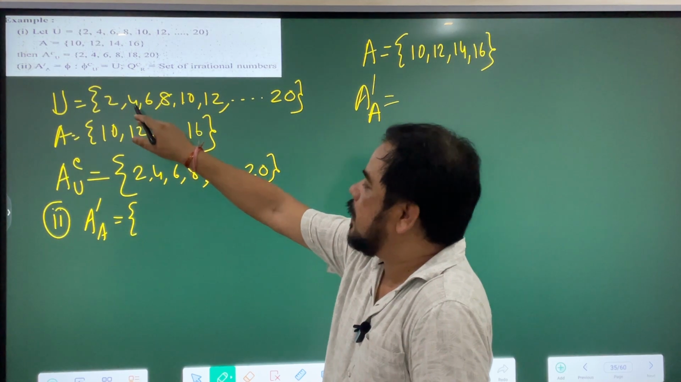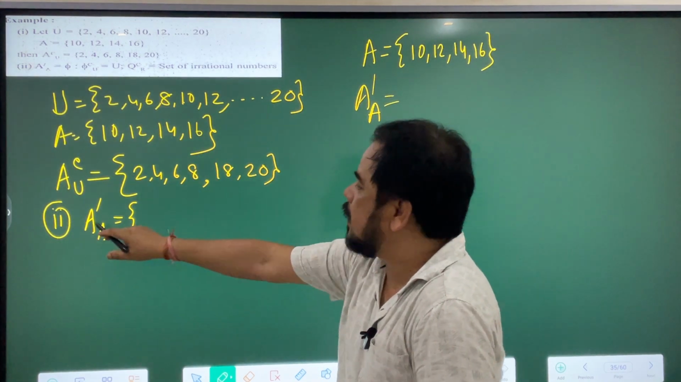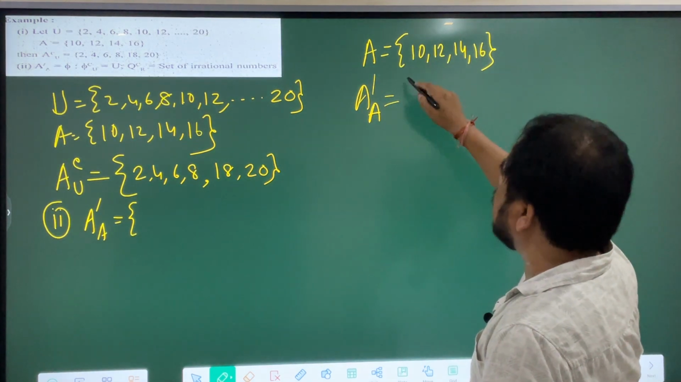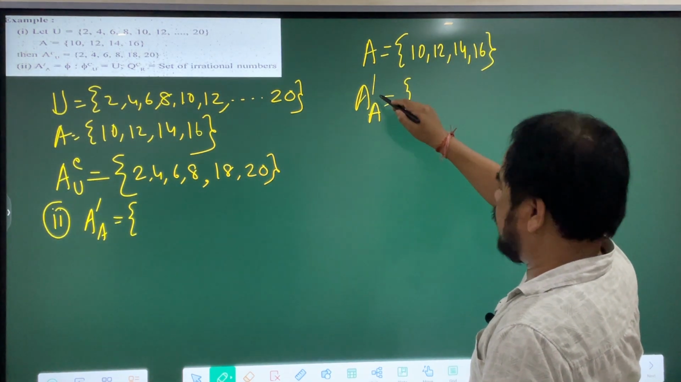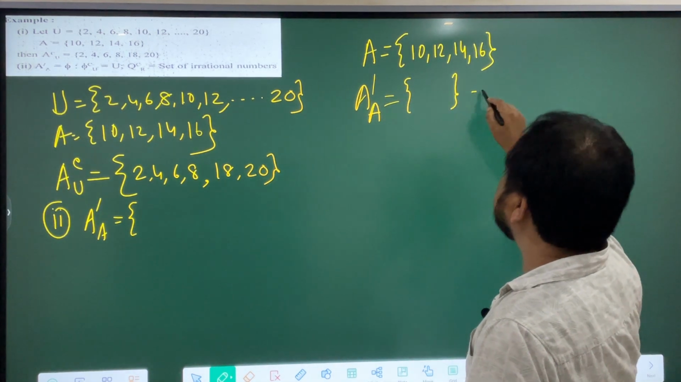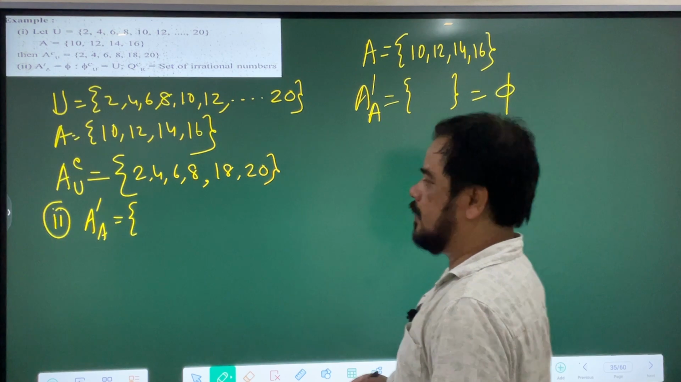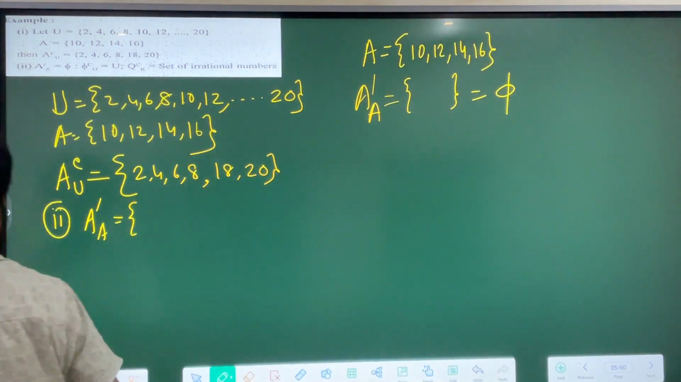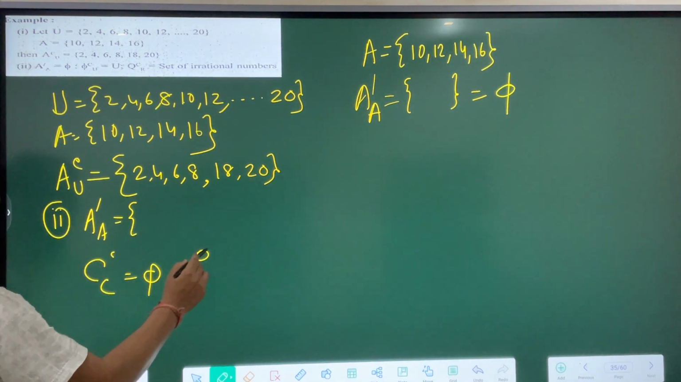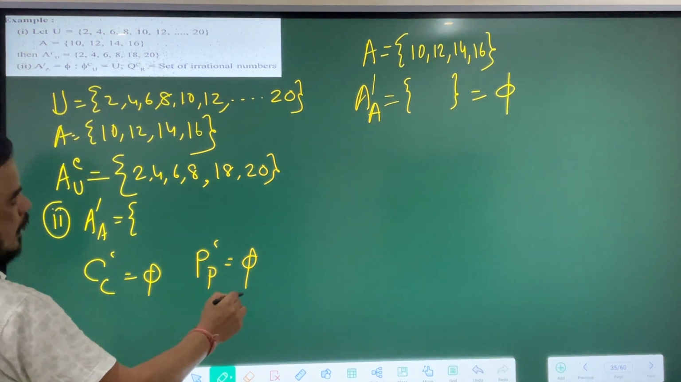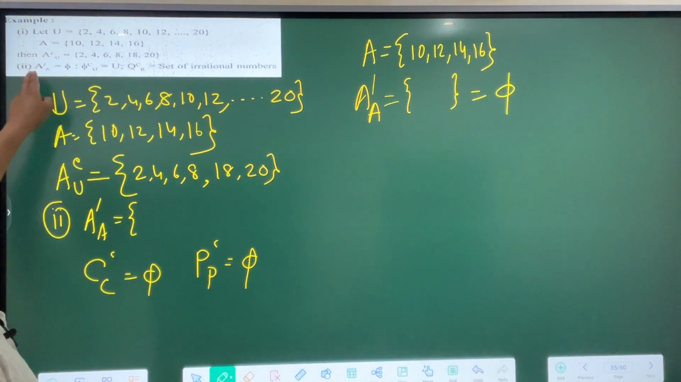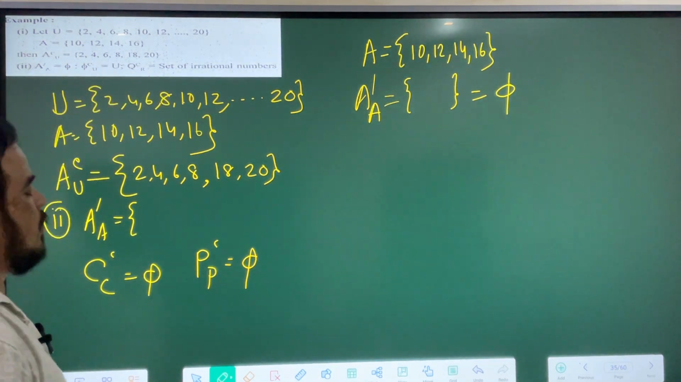Before, we wrote A complement with respect to U, which means we had the relation with U. But here, for A complement of A, we have to follow A only. So not A means nothing. That means empty set. A complement of A, B complement of B, empty set. C complement of C, empty set. P complement of P, empty set. So the complement of the same set will always be the empty set.